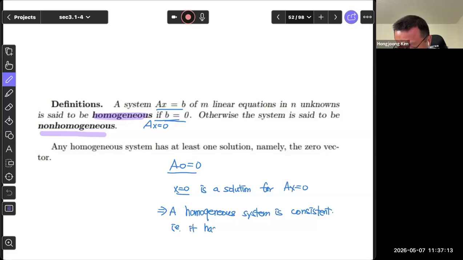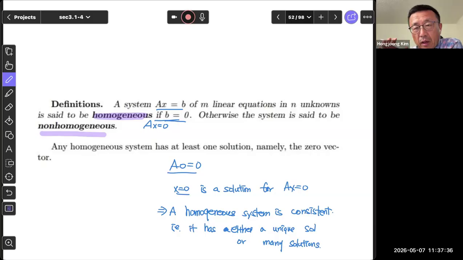So it has a unique solution, or many solutions, in the case of a homogeneous problem. In the case of a non-homogeneous problem, you may have, as I said, one of three situations: either it has a unique solution, or many solutions, or no solution.